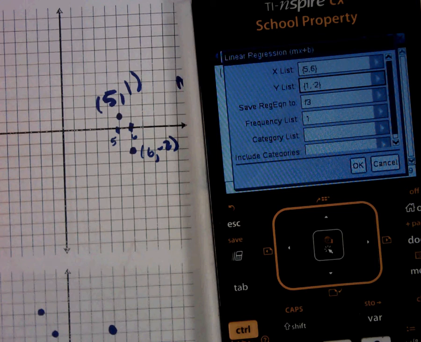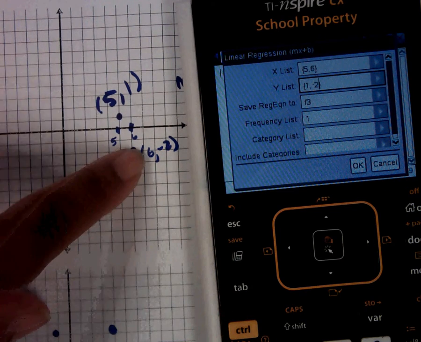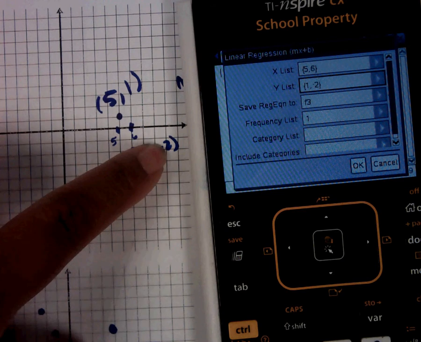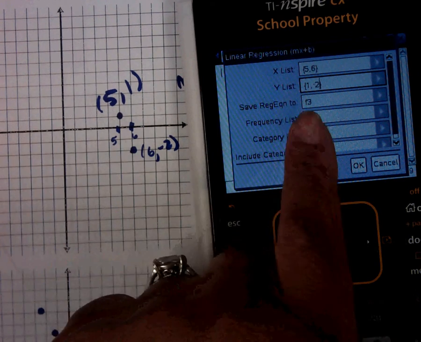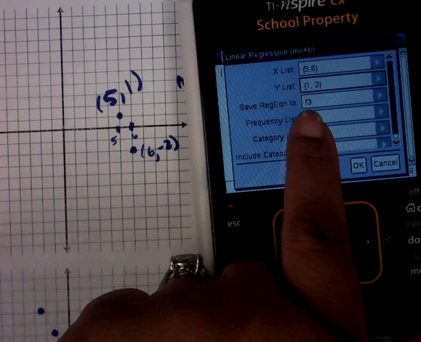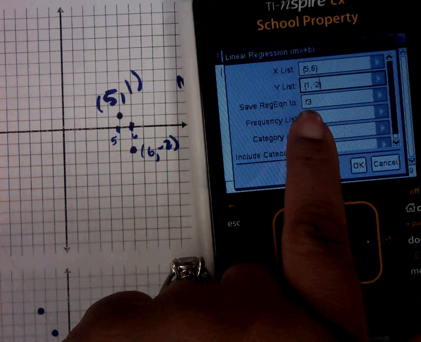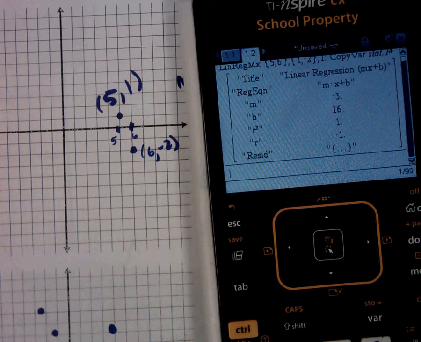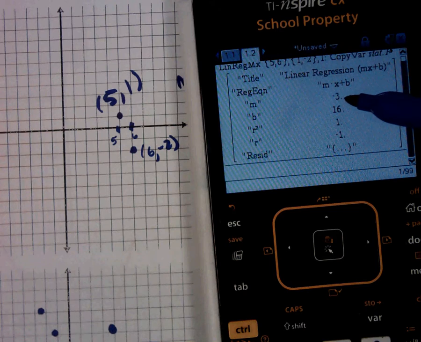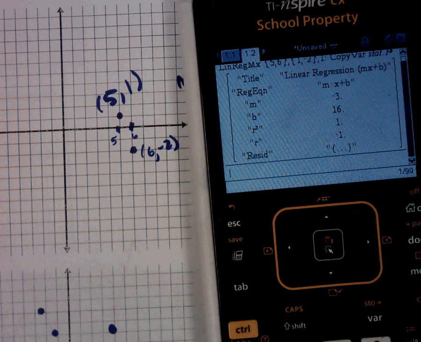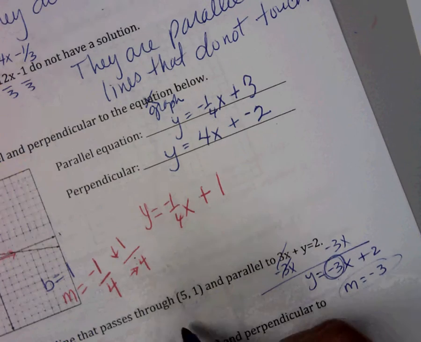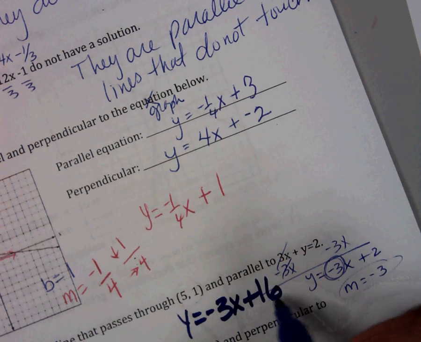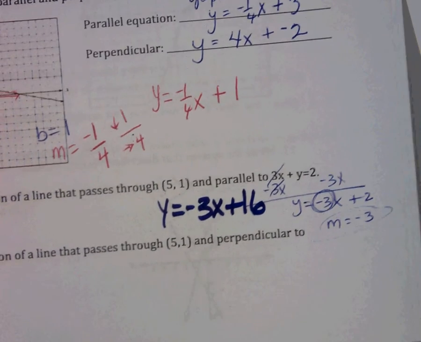So, let's check before I press enter. 5 and 6, that would be the x list. 1 and a negative 2, that would be the y list. It's going to put the equation for me in the graph, function number 3, if I wanted to see it. Press enter twice. It tells me that m is negative 3 and b is positive 16. So I come in and I write negative 3x plus 16. And that's how you use menu 613.